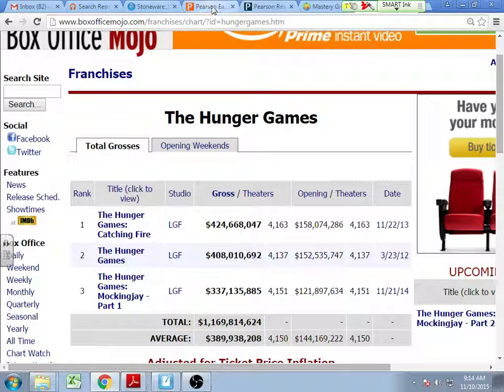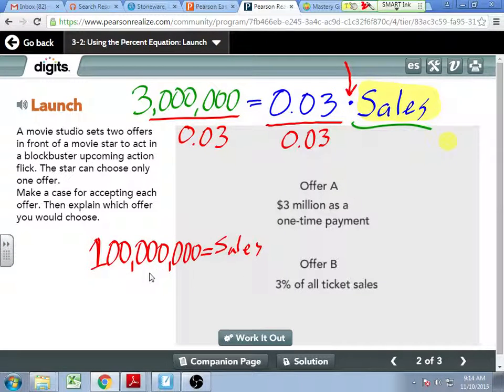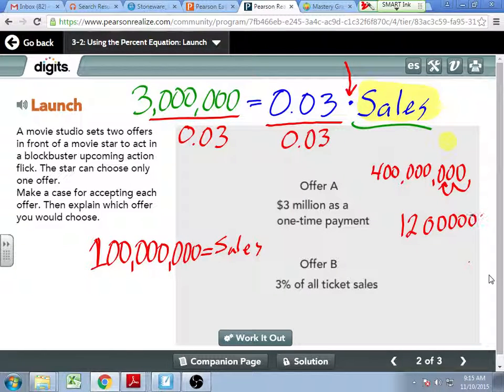Sorry to tell you, that in our situation is way more than what we would need to say that offer B is better. Because let's just say we had $400 million. Let's not even worry about the 24. If this was $400 million, what would 3% of that be? Well, essentially, we can move this decimal over twice and then times it by 3. I believe it would be $12 million. Yes, that is right.